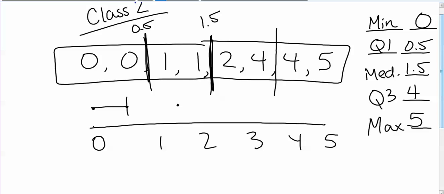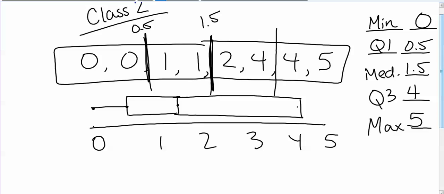Right? This is where our box starts at Q1. We go up to our median, draw a vertical line there, and then we're going to go to Q3. That's all part of our box. And then our maximum value goes to 5.